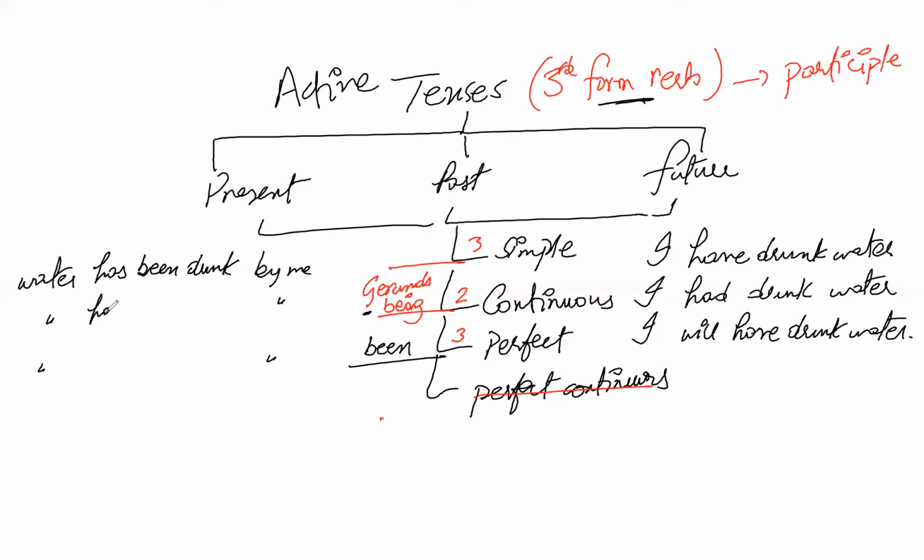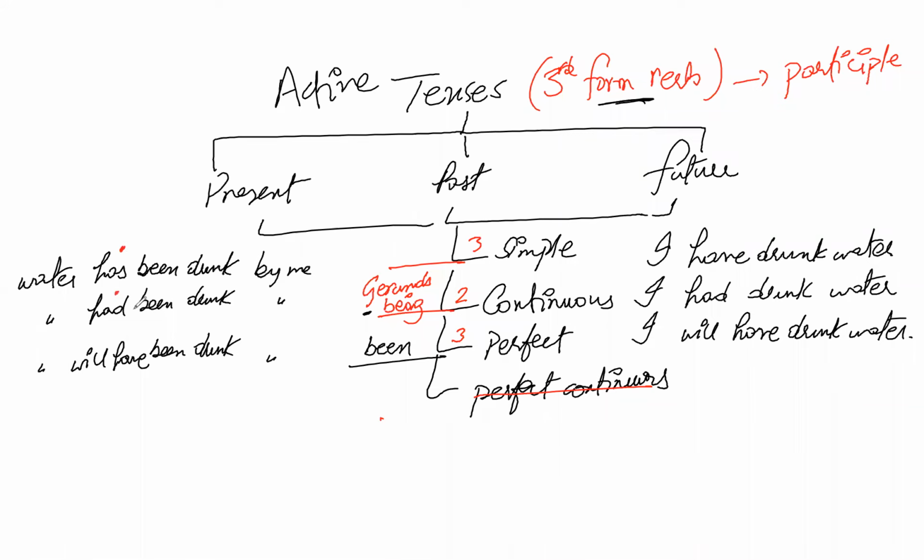And here we'll have had, and here we'll have will have. And everything, "been", stays the same, and "drunk" stays the same. So this is the structure for passive perfects. The only thing that changes is the auxiliary here, the auxiliary modal verb, whatever you want to call it.